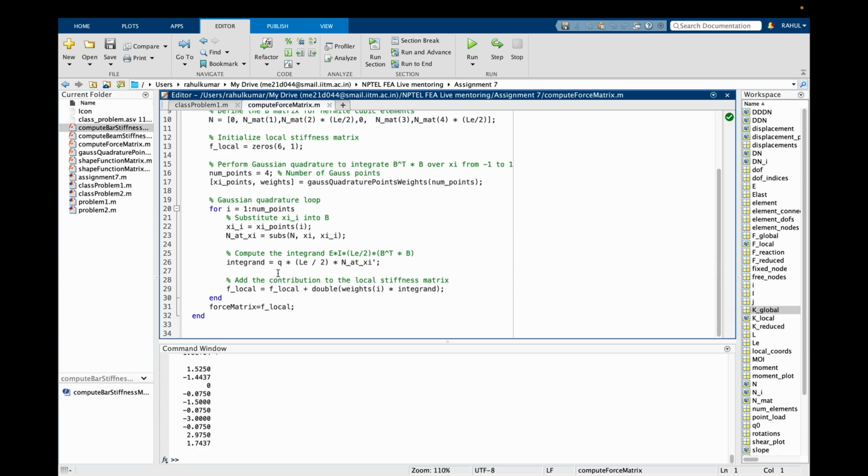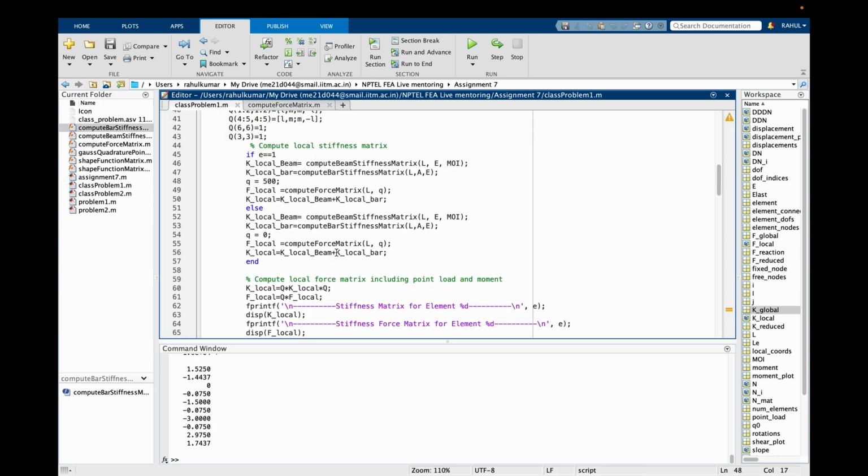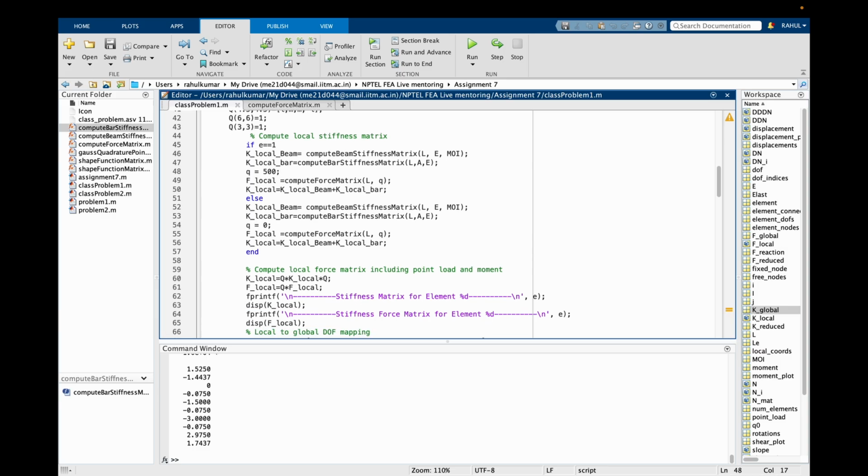So here you can see that I have to write q, that is this is the Jacobian, and n transpose. There is no requirement to write a force matrix for a bar, because all those r will be 0. But again I am using the same function for the bar.